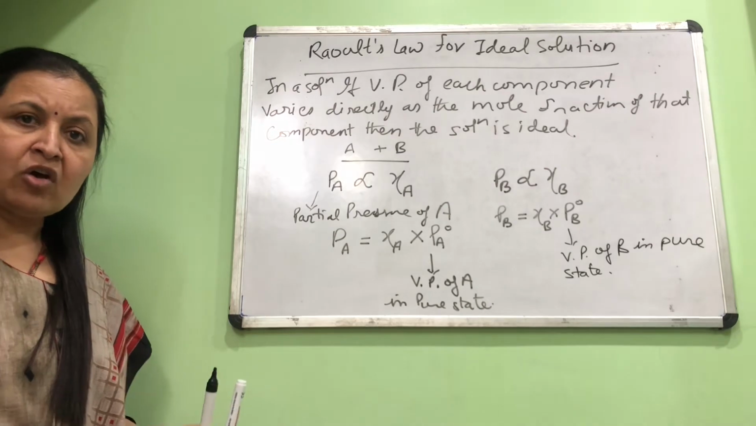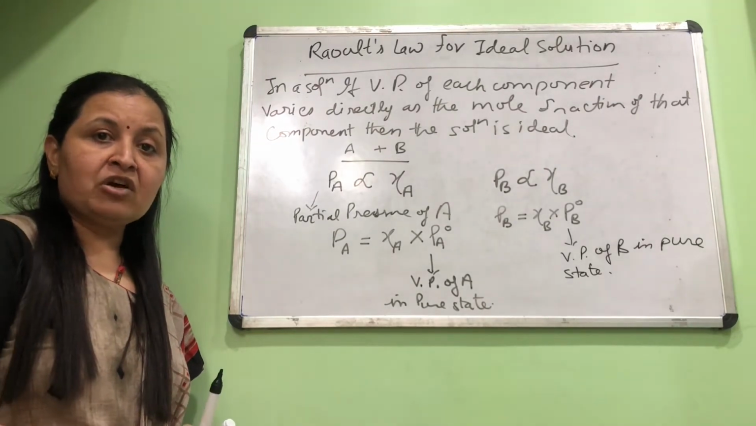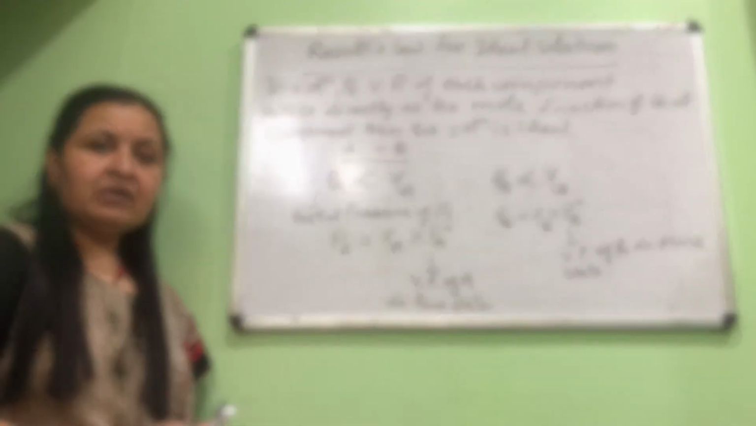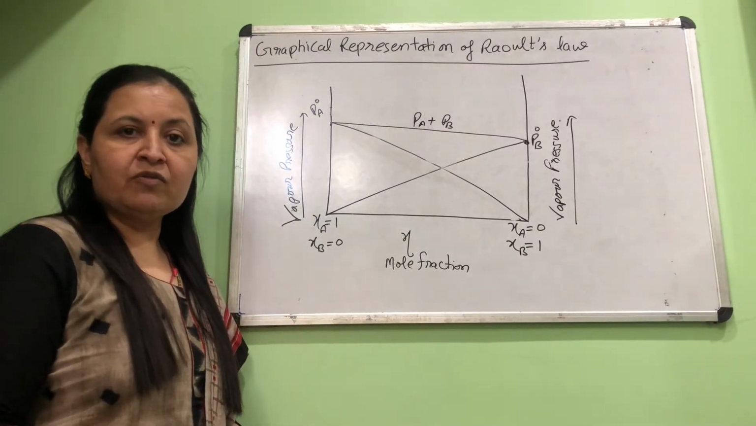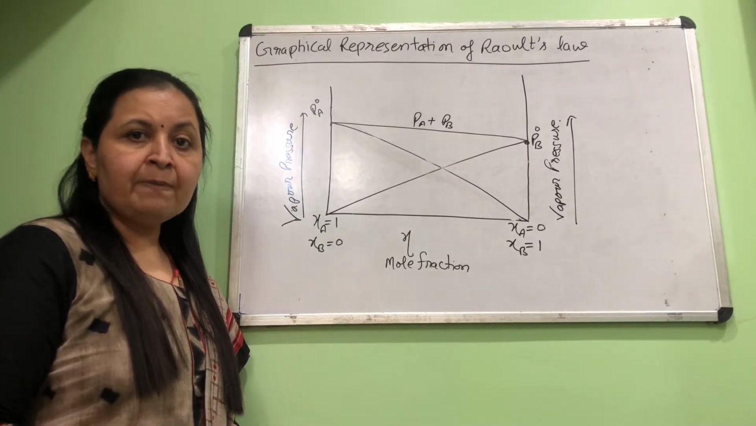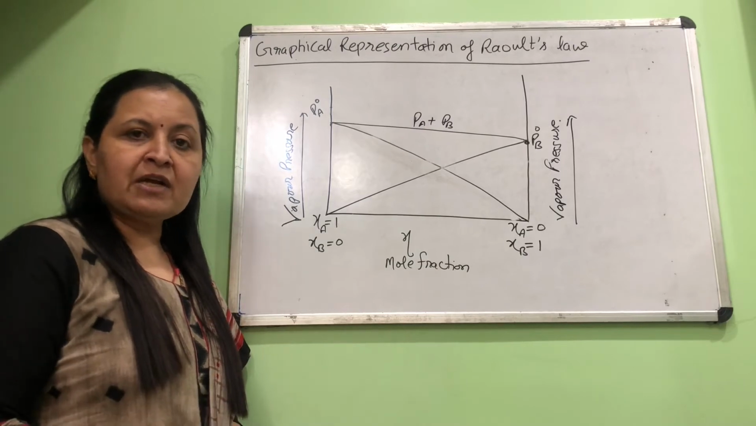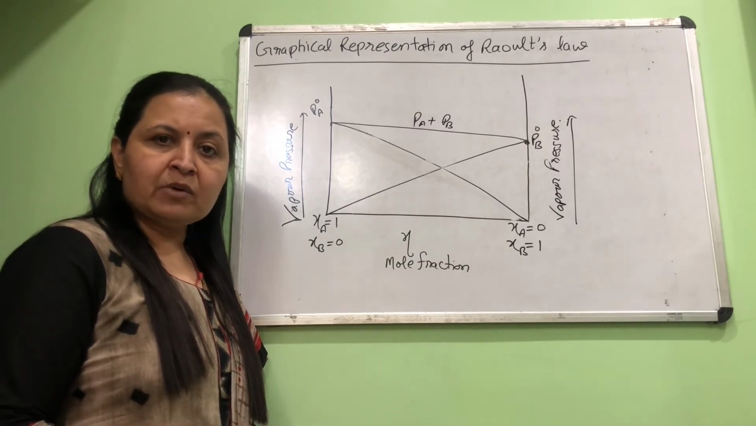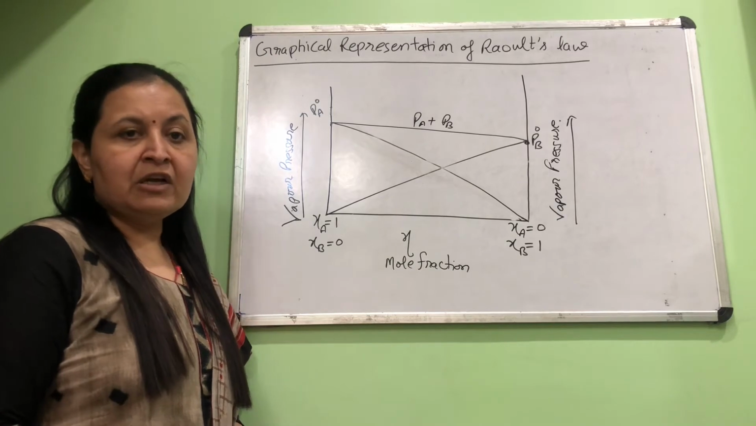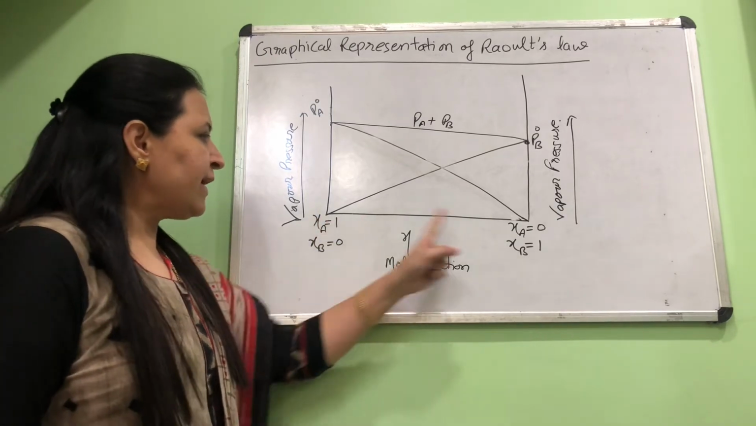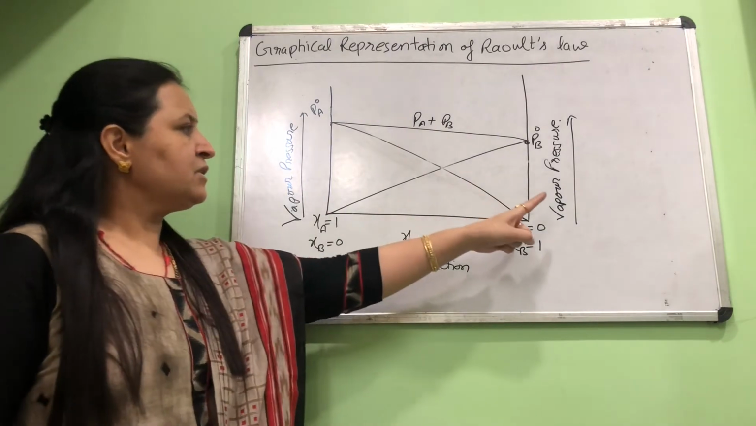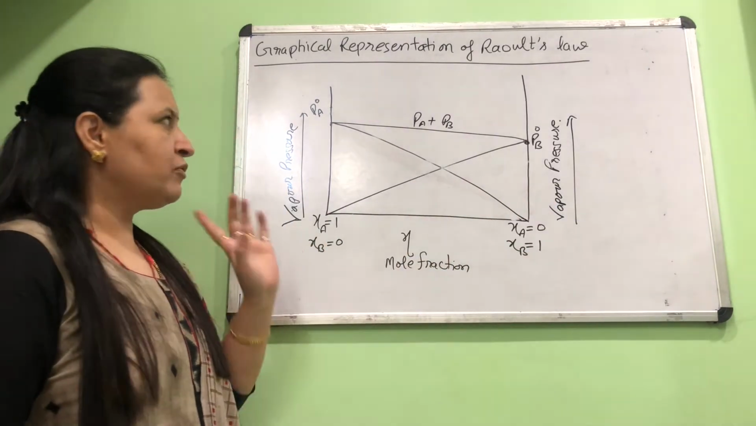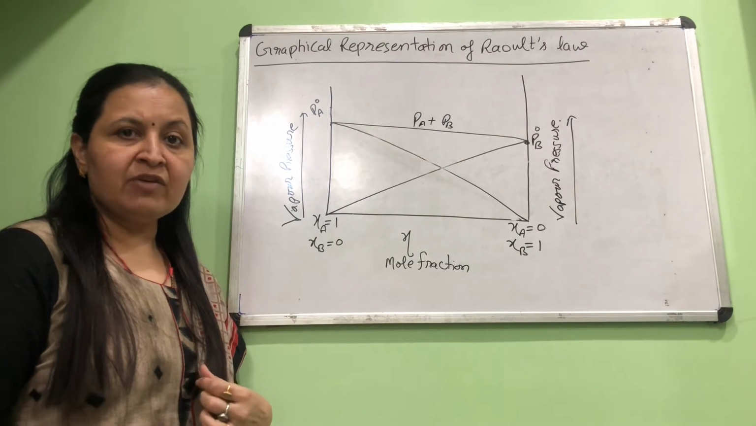Let's go further. We talk about the graphical representation of Raoult's law. This is the graphical representation of Raoult's law for ideal solutions. As we said, Raoult's law says that the partial pressure of every component is proportional to its own mole fraction. So here we are plotting the mole fraction on the x-axis, and on the y-axis we are plotting the vapor pressure of the components. We'll see the variation.